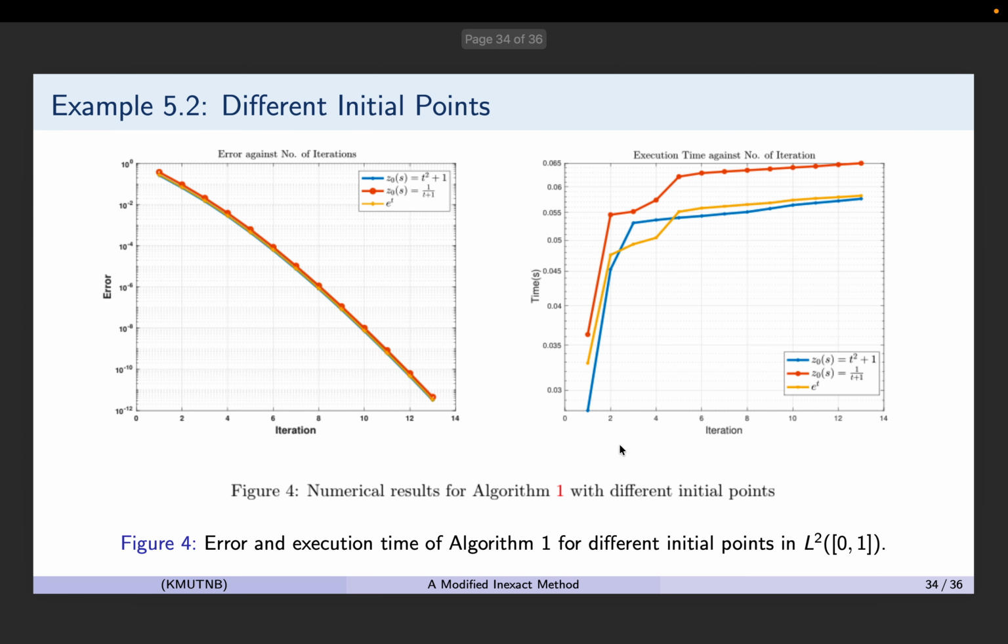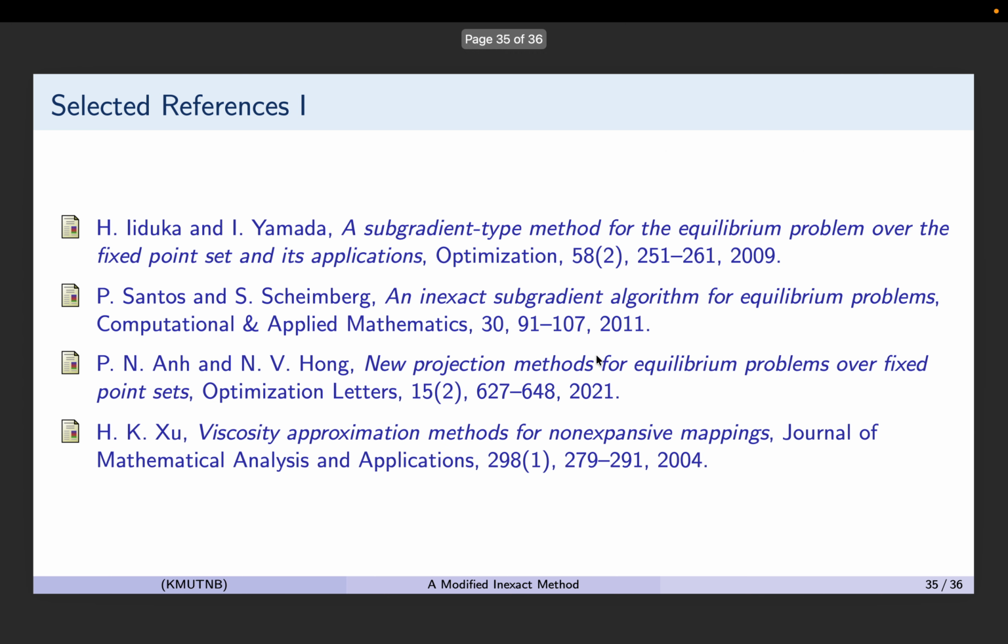So this is a simulation of the proposed method with different initial points for the infinite dimensional case. As we can see, when we take the initial point as epsilon t, and when we take 1 over t plus 1 and the rest, all the behavior shows that the algorithm converges and takes a little more time for the convergence.